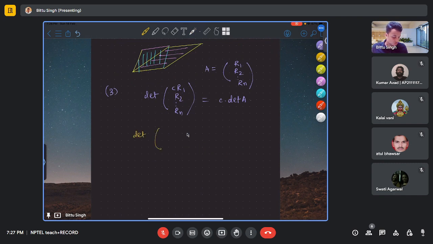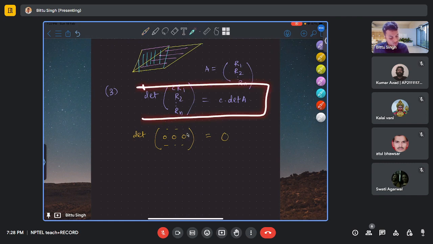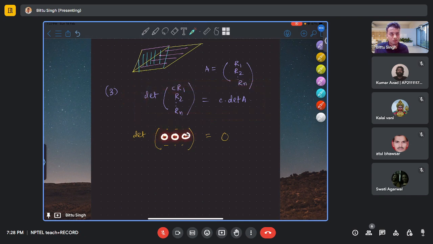Suppose there is a matrix which contains zeros in a row, and other things we don't care what they are, then determinant of this matrix is same as 0. Why is this true? This is true by this fact, because you can pull C outside, and C is now 0 in this case, because the second row is 0 times everything. So you can pull out 0 here, so this will give 0.